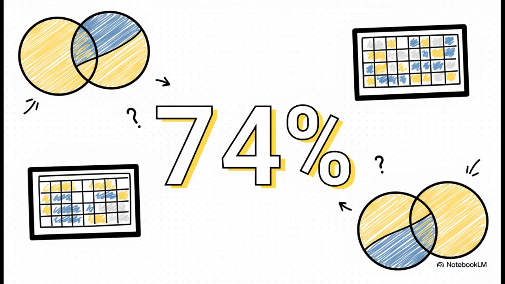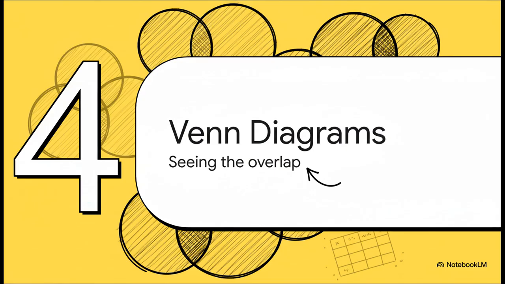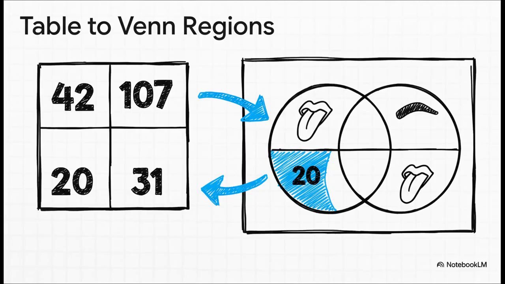Mystery solved. Now, we solved it with the table, and that's great. But there's another amazing tool for this kind of problem. A two-way table is fantastic for organizing the raw numbers, but a Venn diagram, that's perfect for actually seeing that double-counted overlap. And look at how these two tools are just perfectly connected.